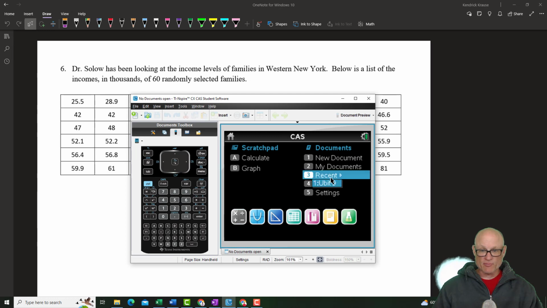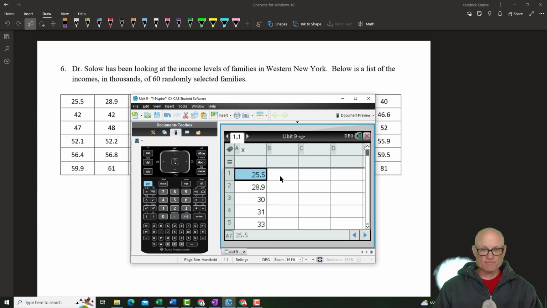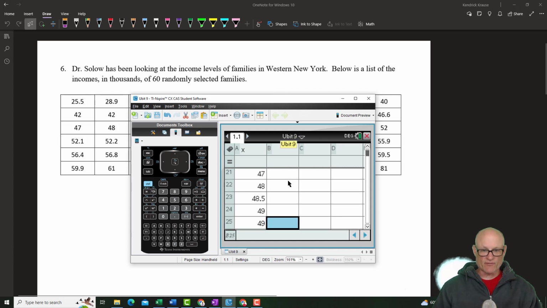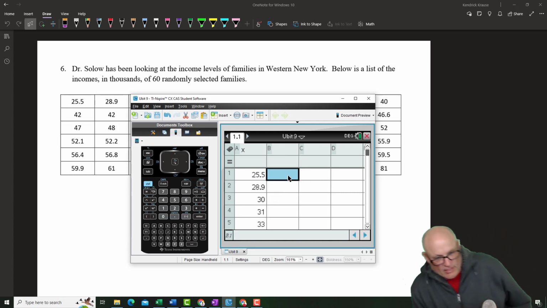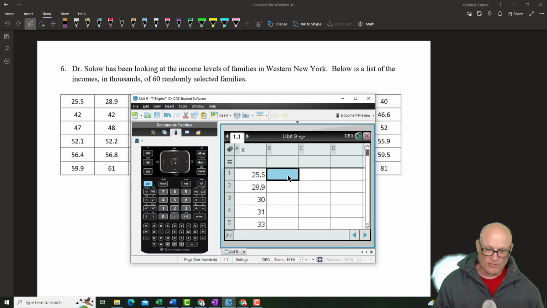I already typed these in. So there they are. I called it UBIT 9 instead of Unit 9. So I've typed in all 60 of them. Hopefully I've typed them in correctly. I'm pretty sure I did. We'll put that there. So you maybe don't have this calculator at home, but at least I did this math for you. You can come here and do this stuff.